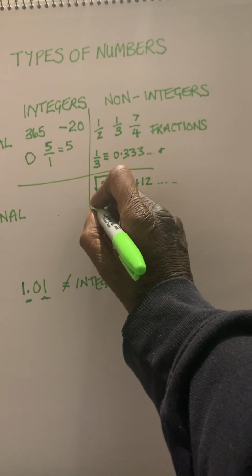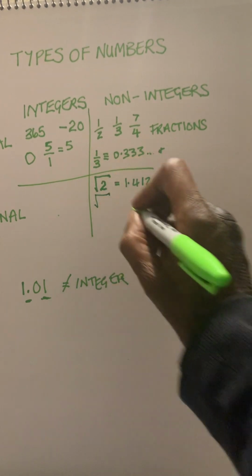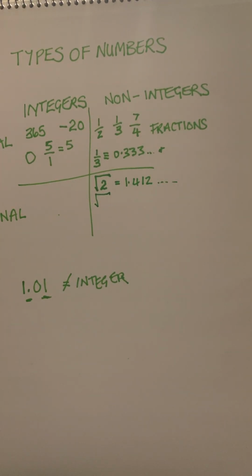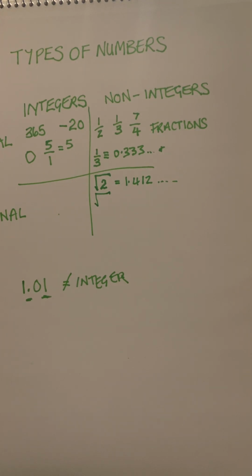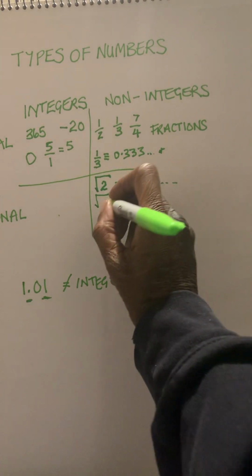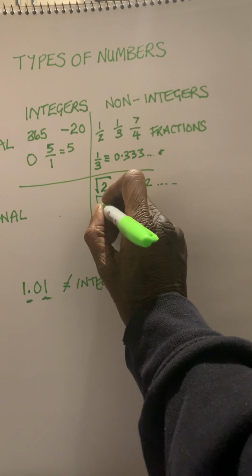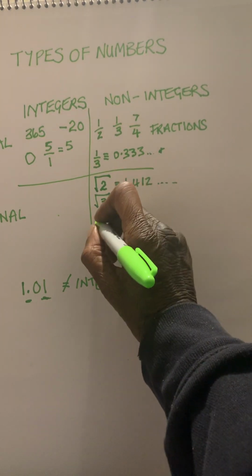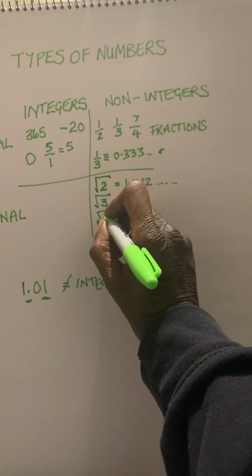The square root of... let's see now, I did write this down so I'll make sure I remembered it. Yeah, square root of 3, that's an irrational number. The square root of 7.